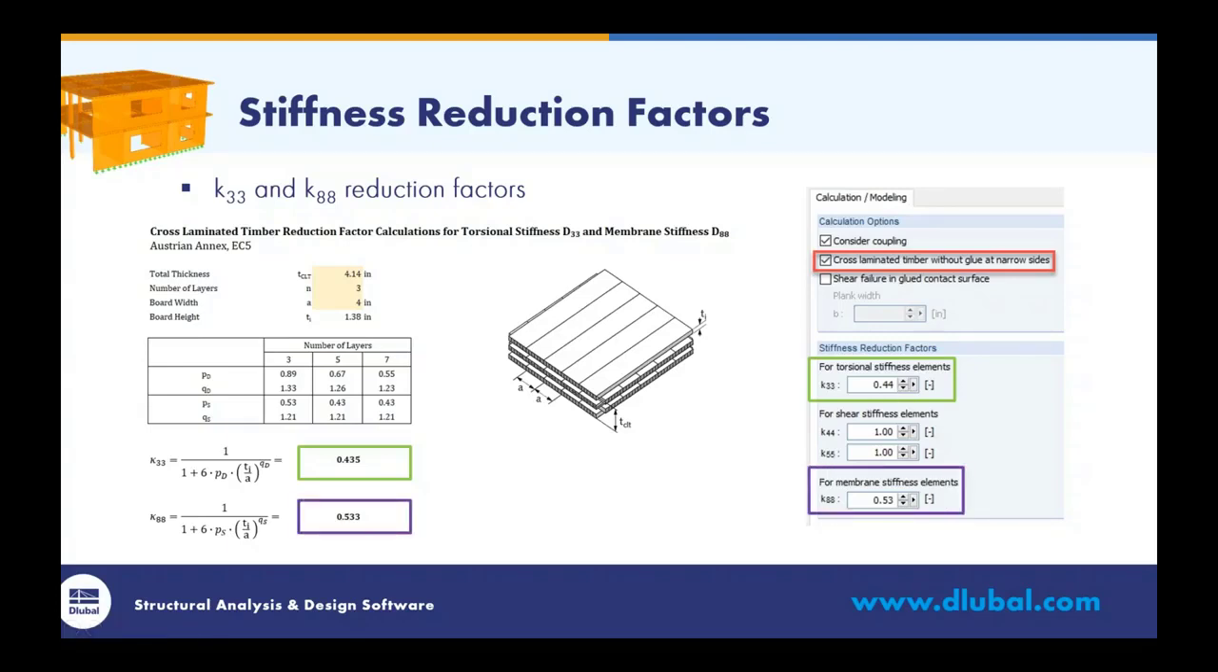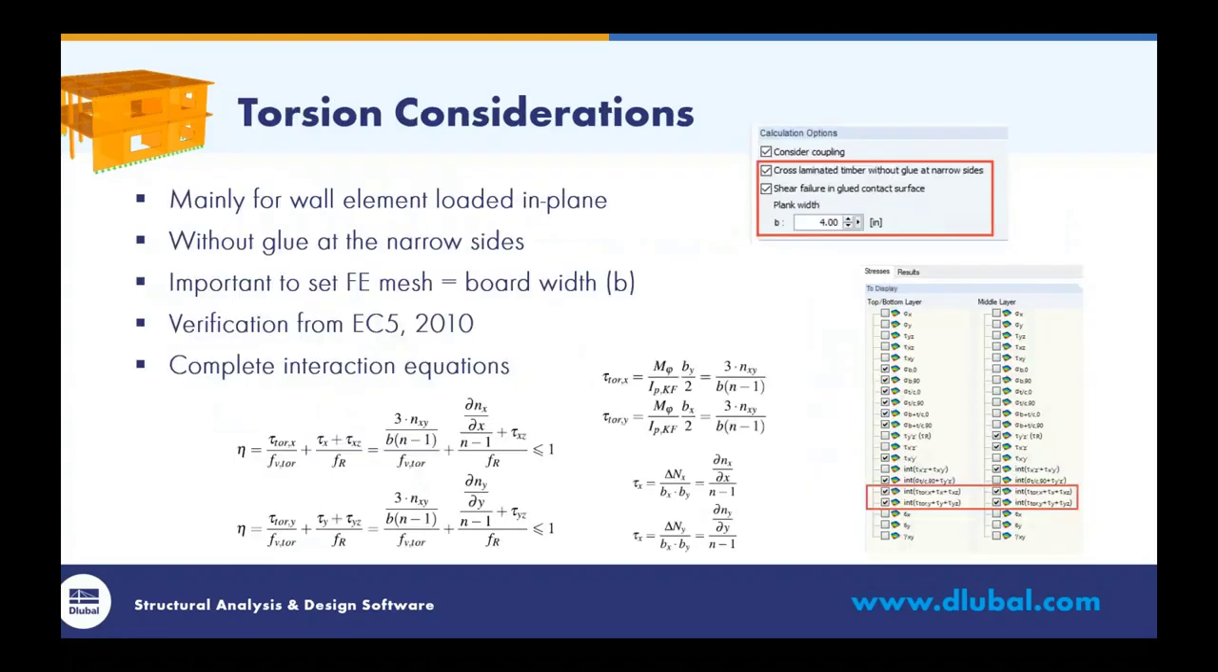Same exact concept for K88. We determine it's 0.533. This is the information we would input then into the add-on module for the membrane stiffness reduction. Now, some manufacturers implemented into the program have already given us this information. So you will see that reflected if we do have it available, but if not, then maybe it's something you want to consider inputting in manually.